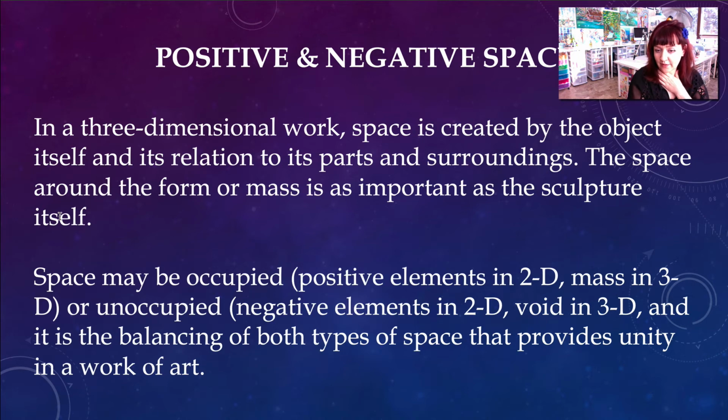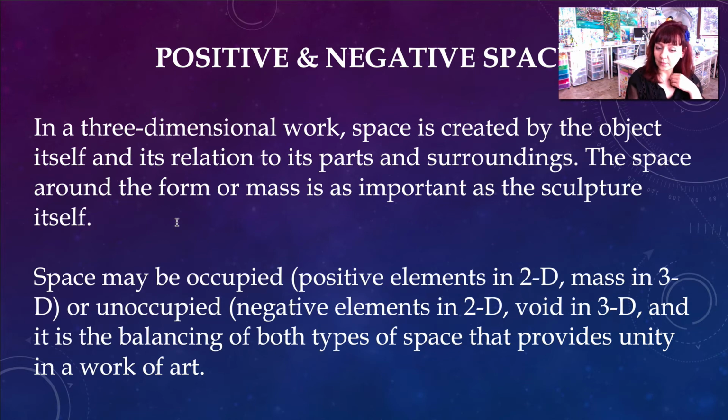In a three-dimensional work, space is created by the object itself, right? If you're creating a sculpture, that is your positive space, and it is its relation to its parts and surrounding. So if you're considering these glasses, this is the positive, and the relation between this and the surrounding area. Everything behind it and around it is the negative space. This space around the form or mass is as important as the sculpture itself.